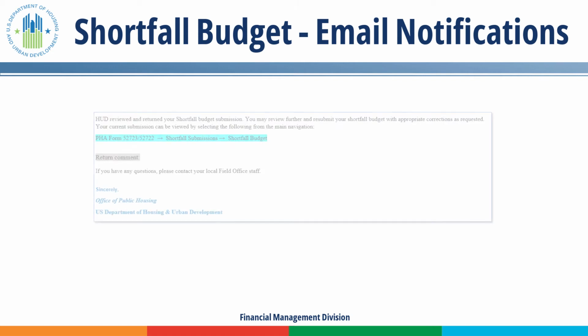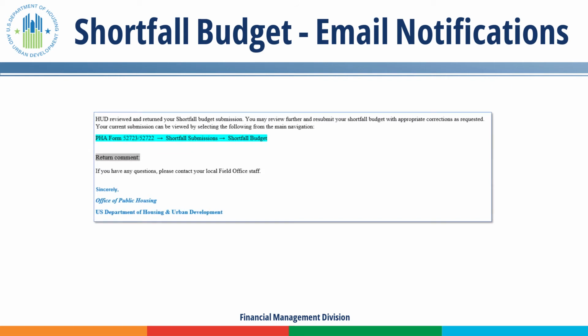Lastly, HUD may return your PHA's shortfall budget form if the budget contains errors, omissions, missing or incorrect documentation, or any other reason. The portal notifies your PHA's Executive Director by email when HUD returns their shortfall budget. This is an example of a returned email notification. The Return Comment section provides the reason HUD returned the submission. PHAs must navigate to the Shortfall Budget module and correct and resubmit the shortfall budget form.